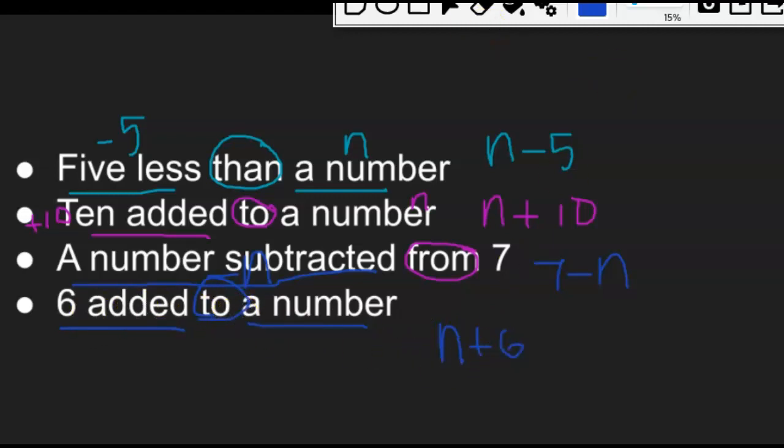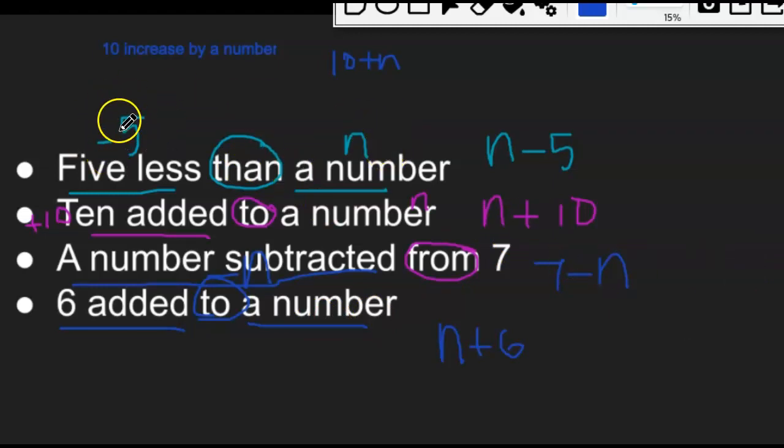But if you have something that says 10 increased by a number, it's straightforward, right? 10 increased by a number. So you could just say 10 plus n. So it's only these 4 words that will give us a little cue word or clue that we have to compare it to the other side.